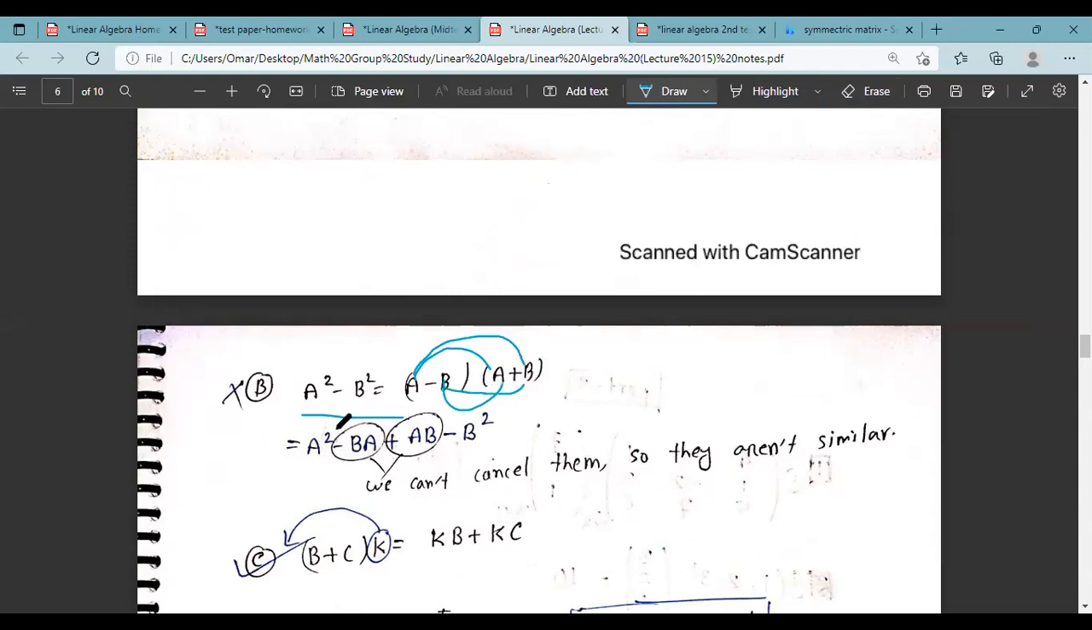So a square, I have to take all of them into the left side. Okay, so no, we don't need to take them on the left side, just the multiplication. Okay, so a multiply a is a square, a multiply b is plus ab, and b multiply a is minus ba, and then minus b multiply b is minus b square.